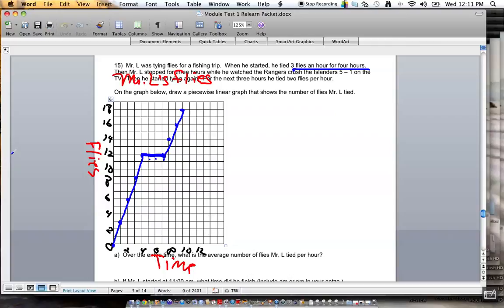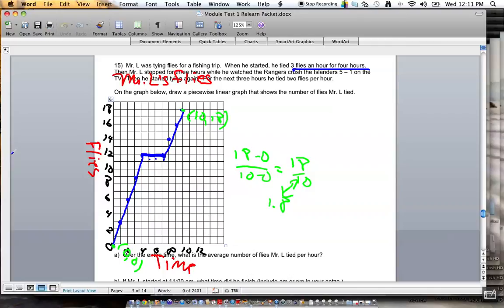Now the next part says, what's the average number of flies he tied per hour? That's average rate of change. So I'm going from 0, 0 to the point 10, 18. So the average rate of change would be 18 minus 0 over 10 minus 0, which is 18 over 10, which is fine. Some kids converted to 1.8. As a rule, I don't like when kids convert because you can only get it more wrong. 18 over 10 is fully correct. So is 1.8. So if you put 1.8, you got that too. You averaged about 1.8 flies per hour.